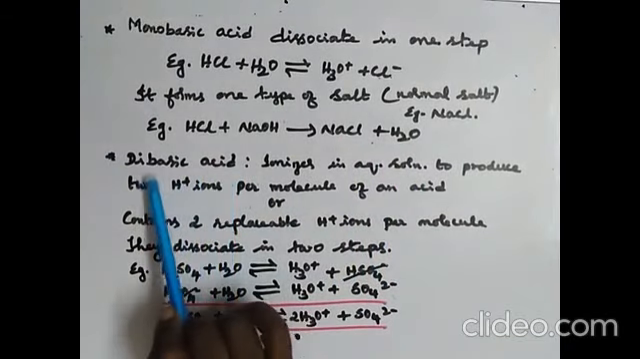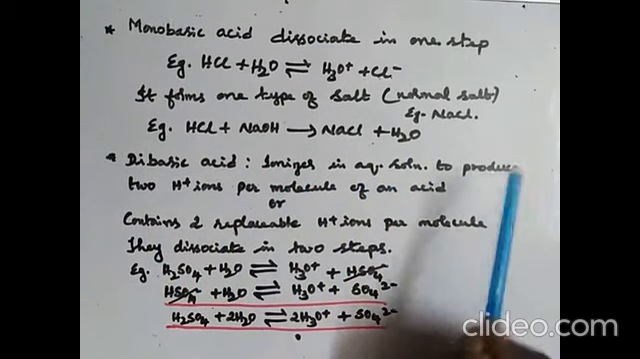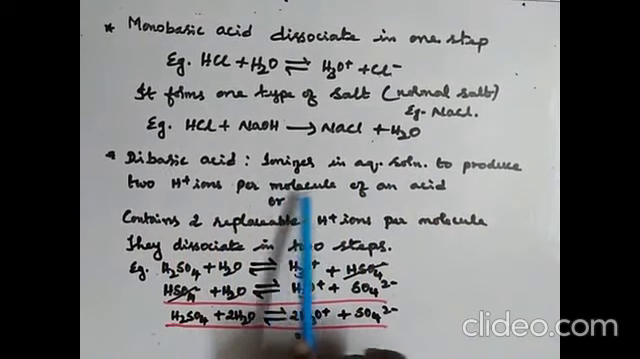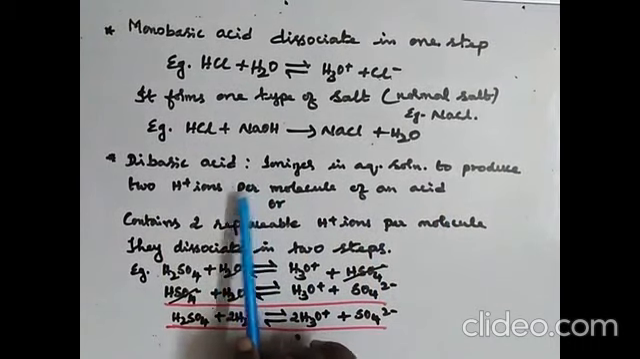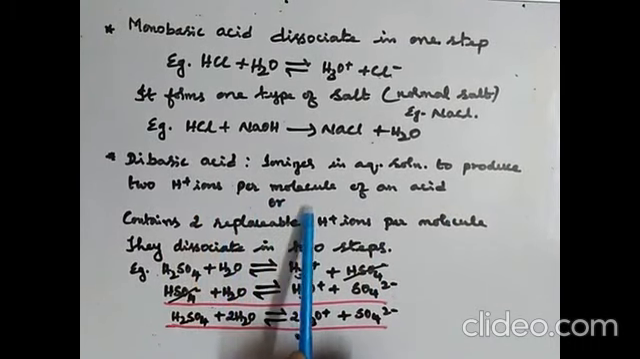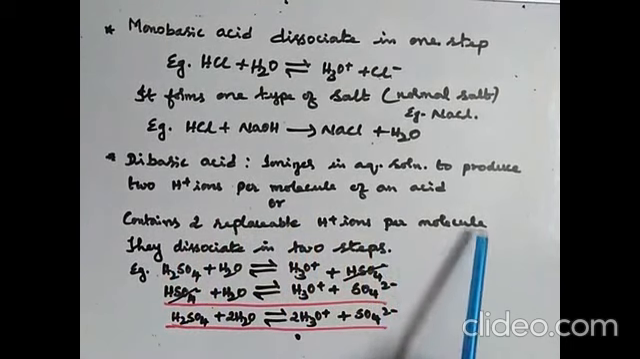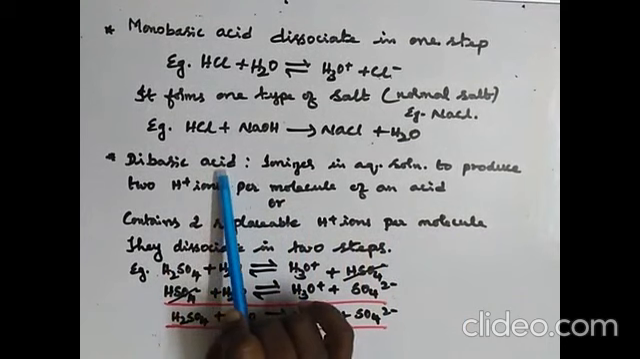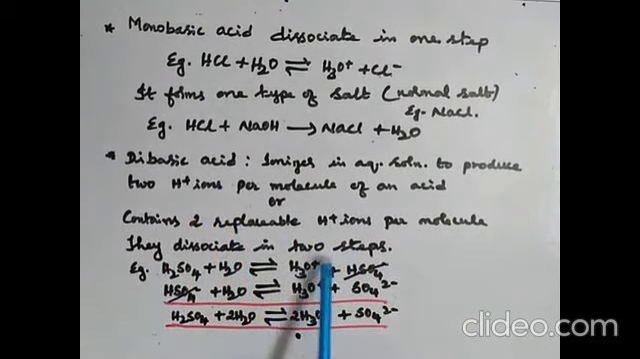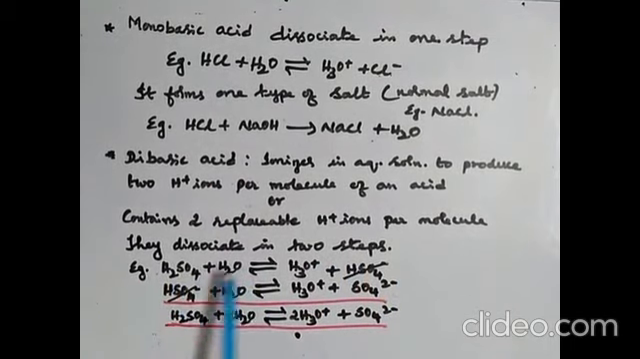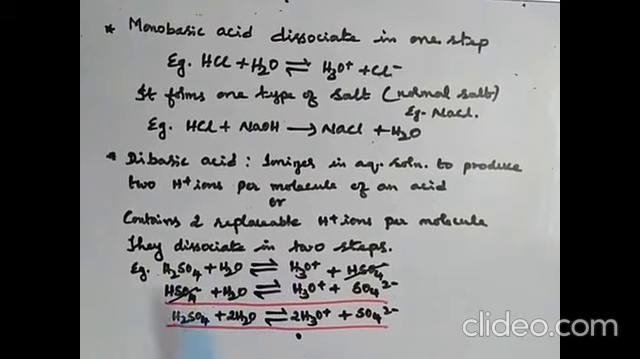Dibasic acid. Dibasic acid ionizes in aqueous solution to produce 2 H plus ions per molecule of an acid. That is, each molecule of an acid will produce 2 H plus ions, or it contains 2 replaceable H plus ions per molecule. So since it's a dibasic acid, the reaction takes place in 2 steps. They dissociate in 2 steps. That is, in each step, one hydronium ion is formed, or one H plus ion gets displaced.